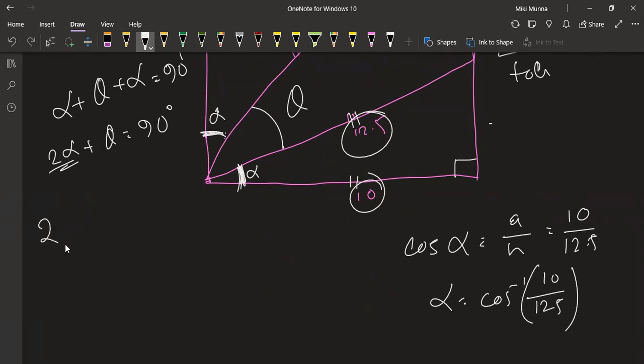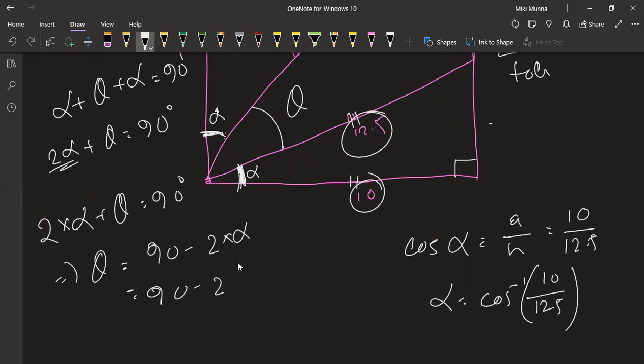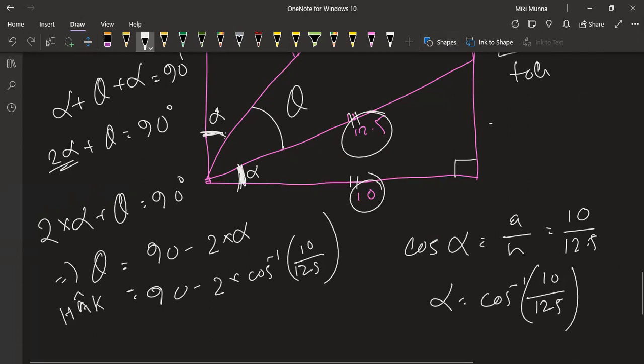Simply, if we just multiply 2 with alpha and use it in this formula, theta should be what? 90 minus twice this alpha. Now alpha is what? 90 minus 2 times cosine inverse of 10 over 12.5, isn't it? So we have got our angle. That means we have answered our first question.